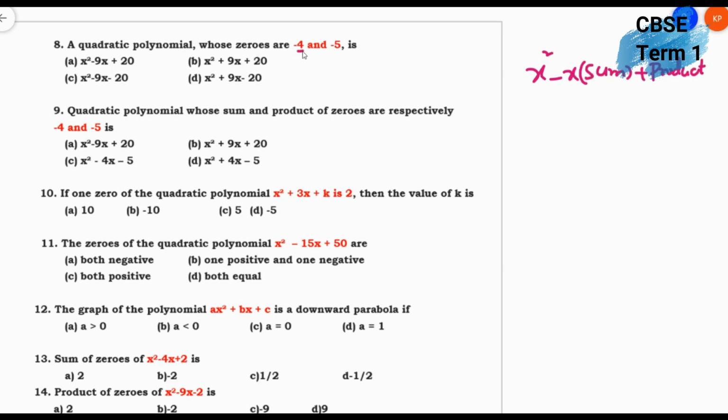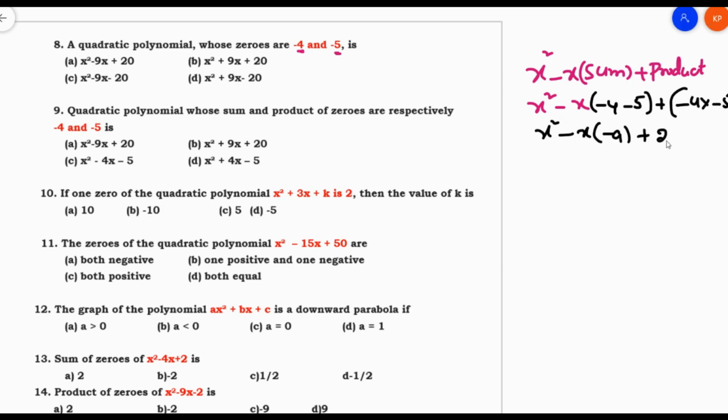I'm going to apply these zeros in the formula. X square minus x, sum of zeros is minus 4 and minus 5. I'm adding the zeros. Product means multiplication, so I'm multiplying the zeros. Two zeros are minus 4 and minus 5. So x square minus x, minus 4 minus 5 is minus 9, plus minus 4 into minus 5 is plus 20. So the polynomial will become x square minus into minus is plus 9x plus 20. So the correct option for the eighth question is B, x square plus 9x plus 20.